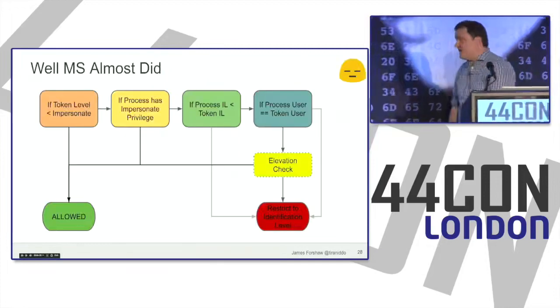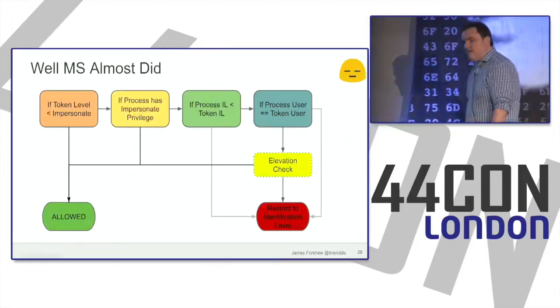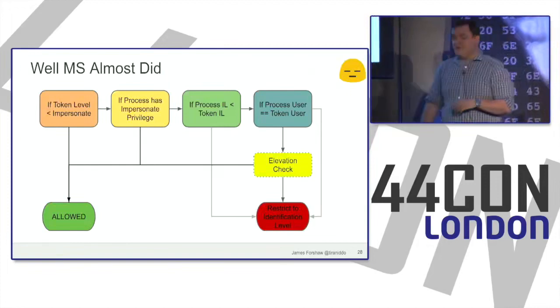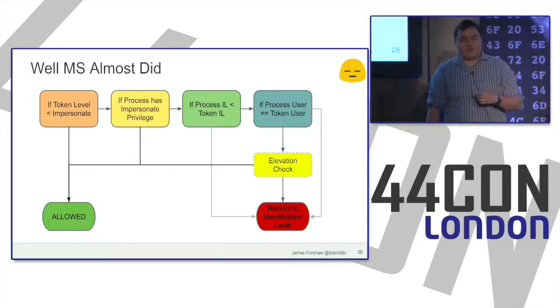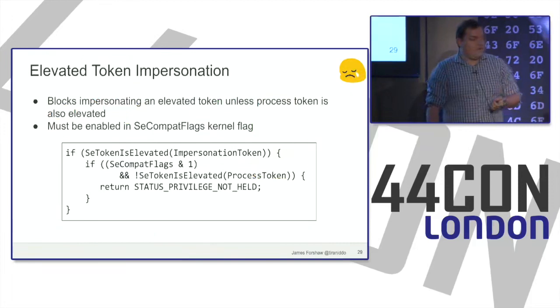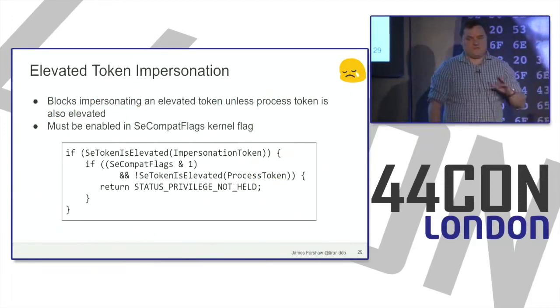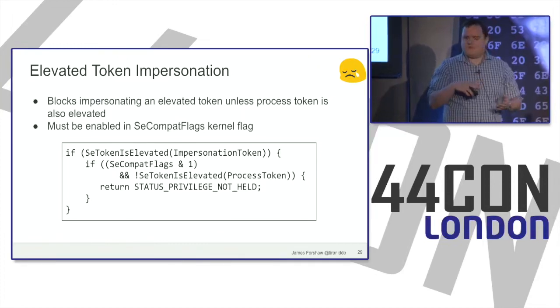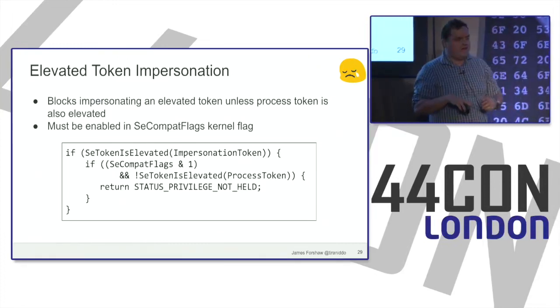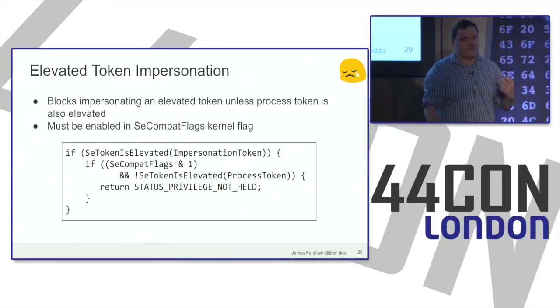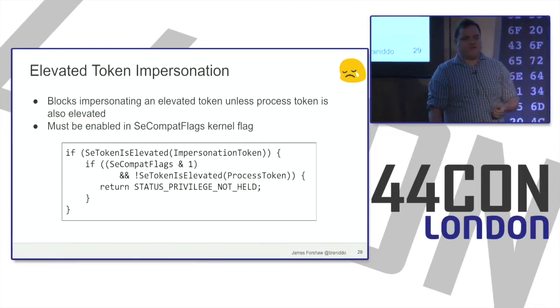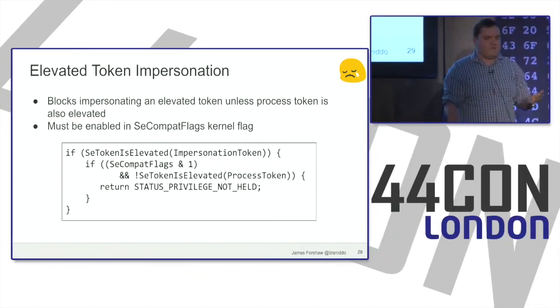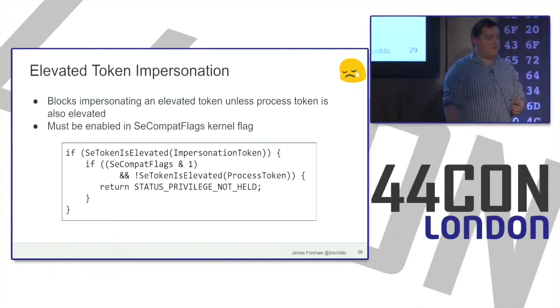So Microsoft almost fixed it in Windows 10. During the impersonation process, a new check was introduced and basically said, it's basically this: if the impersonation token is high, but the current process's token is not high, don't allow it. But unfortunately, this is only enabled if you change the default configuration, which is a bit of a shame. So obviously, maybe there's some compatibility issues somewhere.